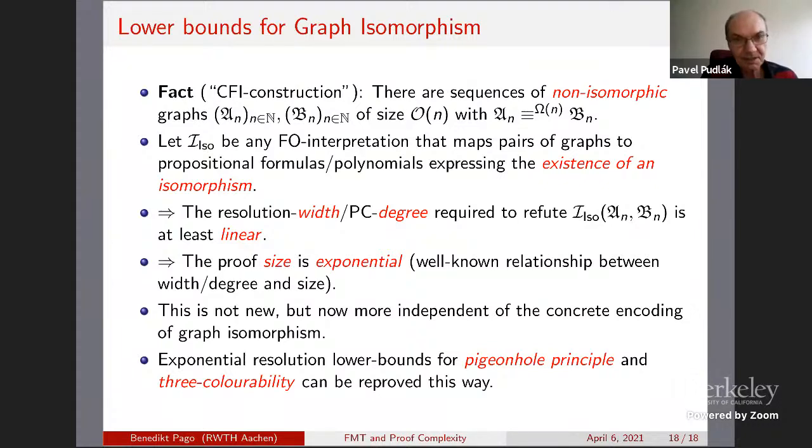What I don't understand is you said that you use width and degree to get the size lower bounds. So in the case of the pigeonhole principle, you cannot do it directly because the width of the formula itself is already large. Right, that's true. Oh, yeah, I see what you mean. Then I would have to check that again if that's even correct. Quick question, Benedikt. Were you able to prove any new lower bounds that were not previously known, like new classes of formulas? No, at least not so far.